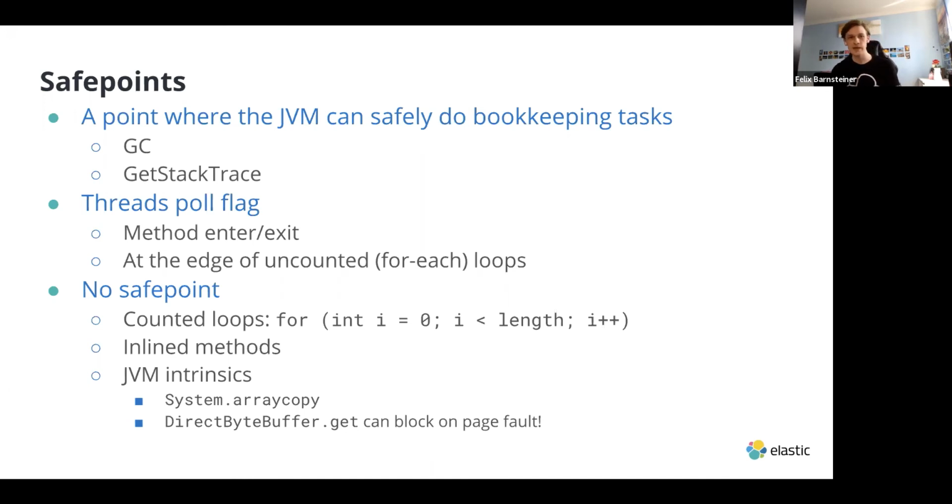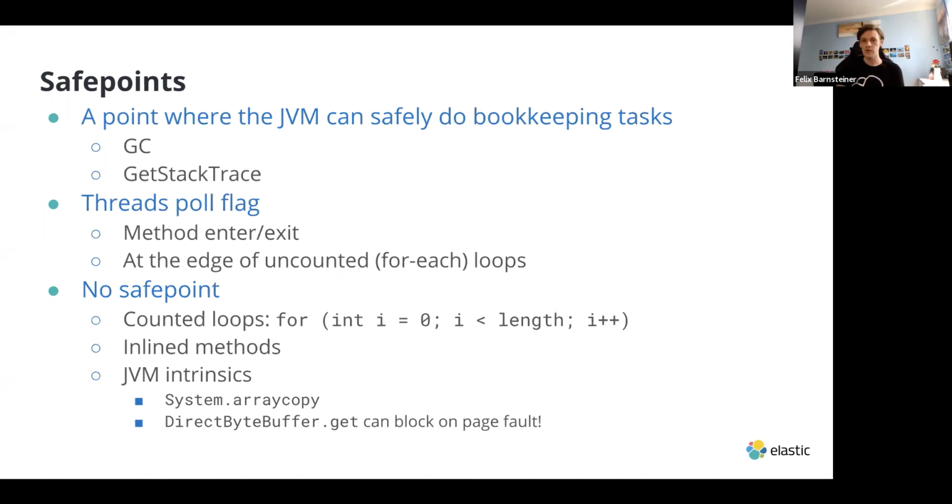And basically how it works is all threads are constantly polling a flag that the JVM sets. So if the flag is false, it means there are no safepoints to enter, but if the flag is true, all threads try to reach that safepoint. And the polling of this flag is done when you enter a method or when you exit a method, and at the edge of uncounted for loops.